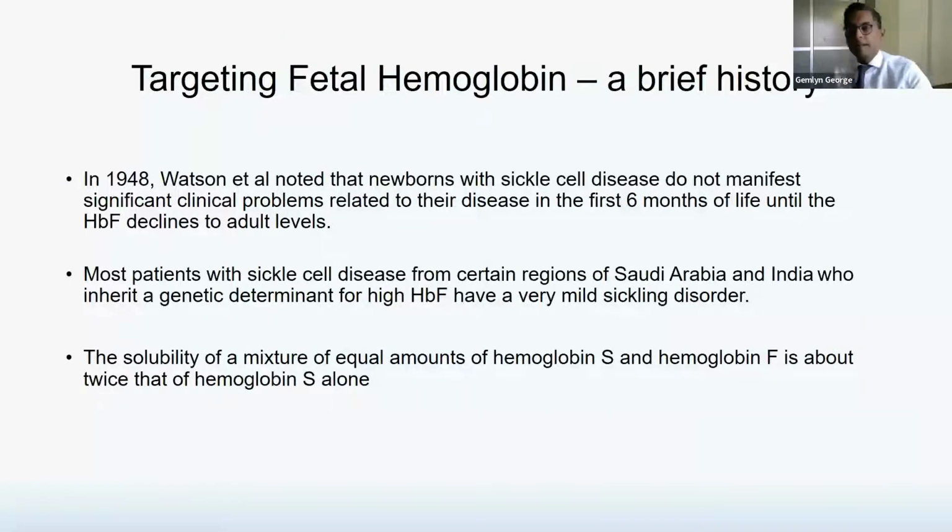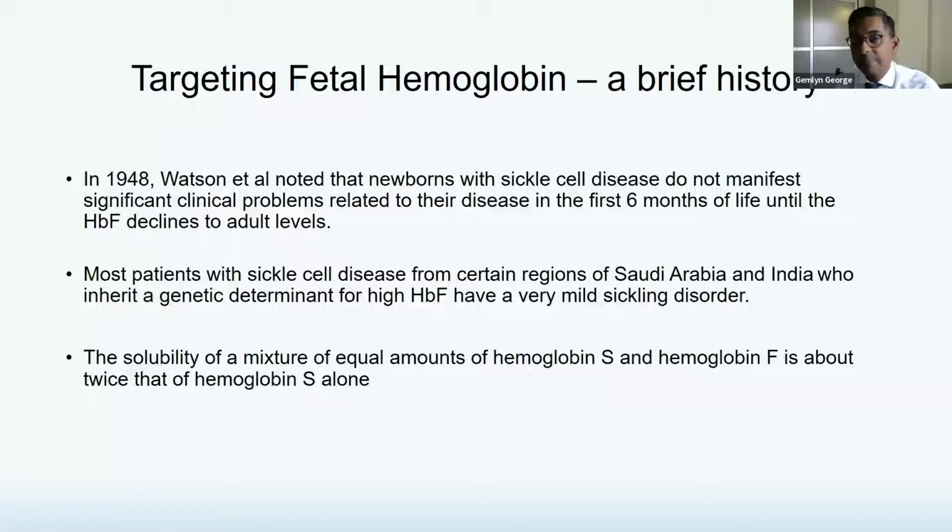Looking at hemoglobin F once again, it all started in 1948 when they discovered that newborns with sickle cell disease do not really manifest any significant clinical problems related to the disease in the first 6 months of life. It's only after 6 months of life, when the switch happens from hemoglobin F to normal hemoglobin production, that babies started to have complications or issues in this disease.